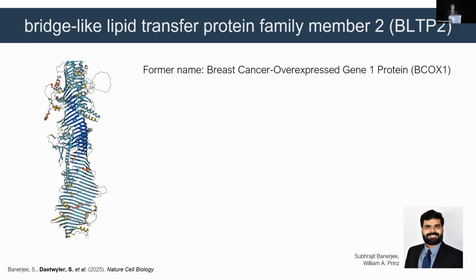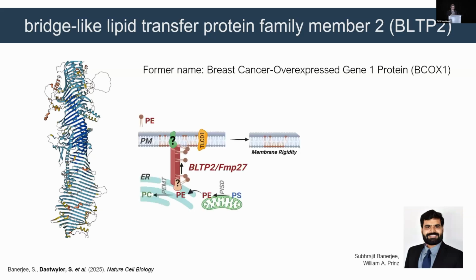And so we were really interested, why is that protein so overexpressed in breast cancer, and what is its function, or how does it affect cancer survival? For this, that was a collaboration with Shubhra Banjure and the William Prince Lab at UT Southwestern, where Shubhra basically discovered how this protein is at the interface between the ER and the plasma membrane, shuttling lipids from the ER to the plasma membrane, and thereby controlling membrane rigidity for cold adaptation in yeast, for cancer cell growth, inhibiting apoptosis and promoting cell invasion.